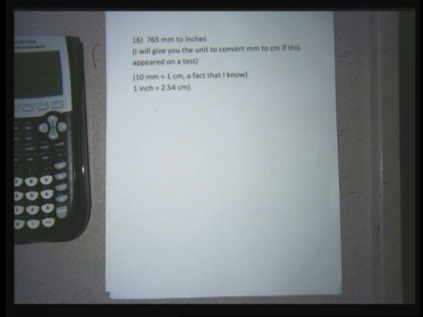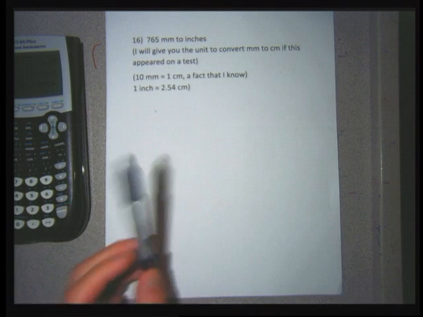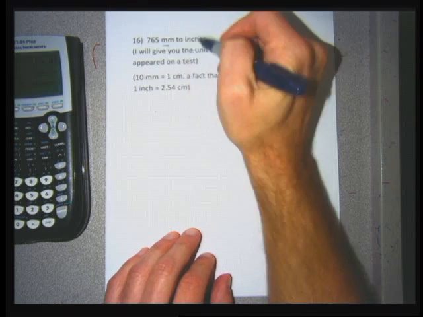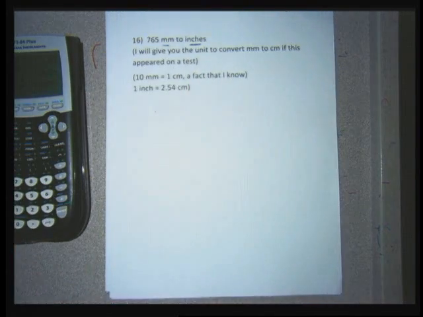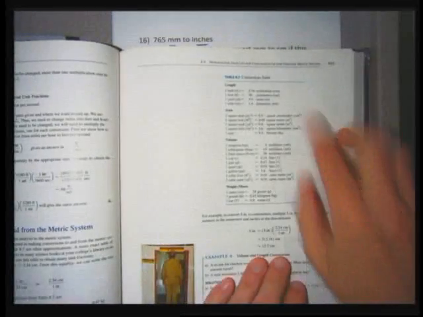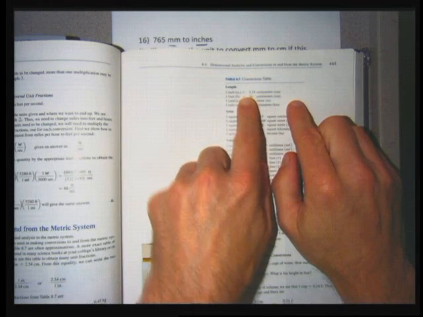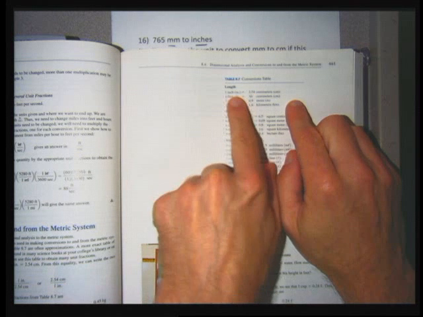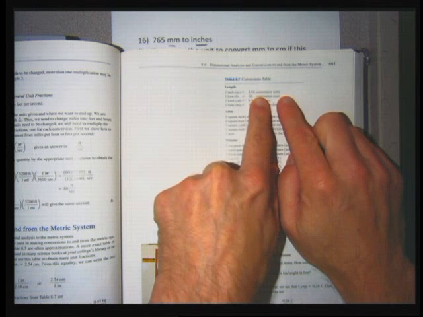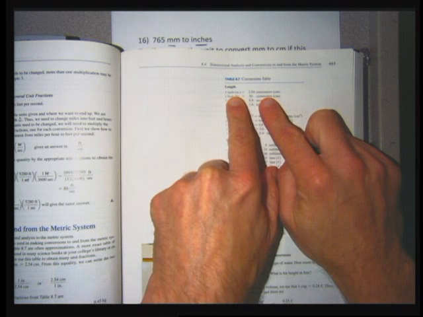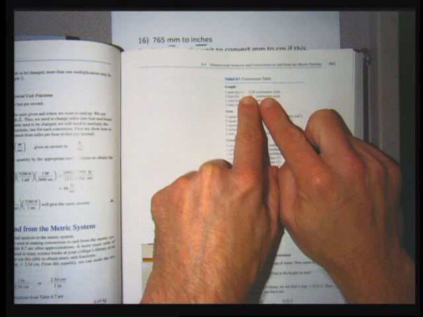When I went to solve 16, I looked at the chart to find a relationship between millimeters and inches, and in the chart on page 461, there wasn't a relationship between millimeters and inches, but there was a relationship between centimeters and inches, and that's the only length that I see that has inches related to a metric unit. So I knew I was stuck using this fact that 1 inch is 2.54 centimeters.